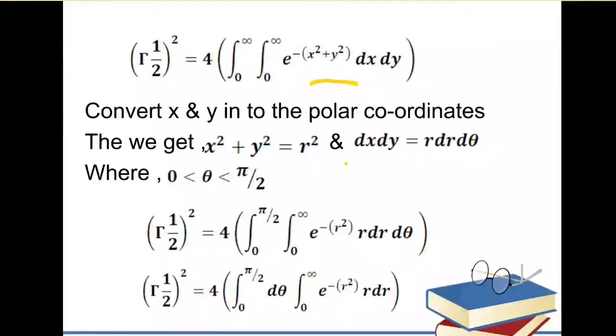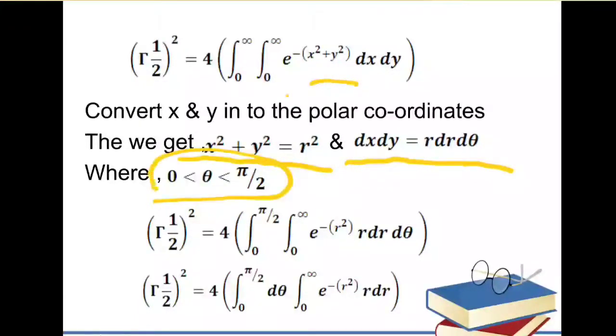Now see here, this integration, by using multiple integrals, we can convert from Cartesian coordinates into polar form. And when we convert Cartesian coordinates into polar form, the value of dx dy is r dr d theta. So here we are taking the equation of circle x square plus y square equals r square, and here theta varies from 0 to pi by 2.